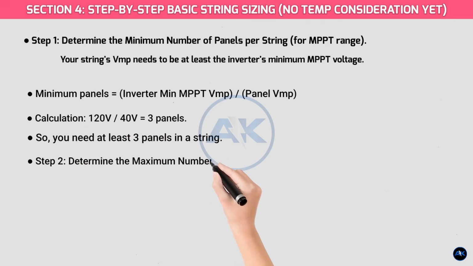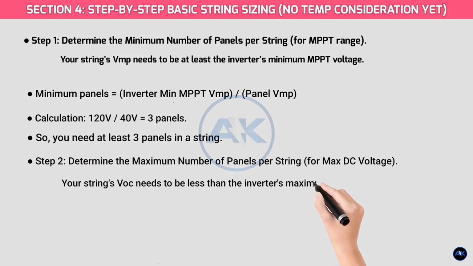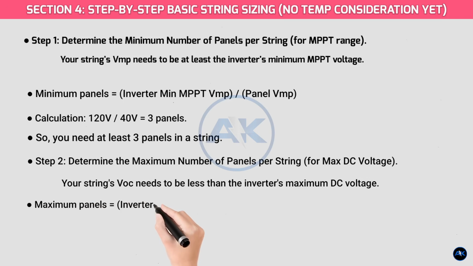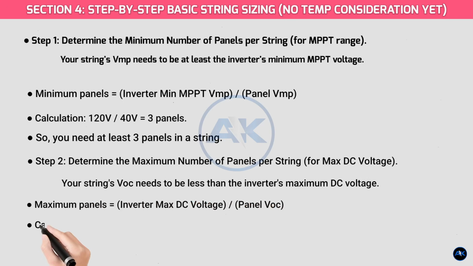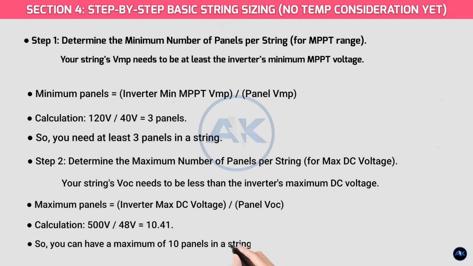Step 2. Determine the maximum number of panels per string for max DC voltage. Your string's VOC needs to be less than the inverter's maximum DC voltage. Maximum panels equals inverter max DC voltage divided by panel VOC. Calculation: 500 volts divided by 48 volts equals 10.41. You must round down to the nearest whole number to be safe. So you can have a maximum of 10 panels in a string.